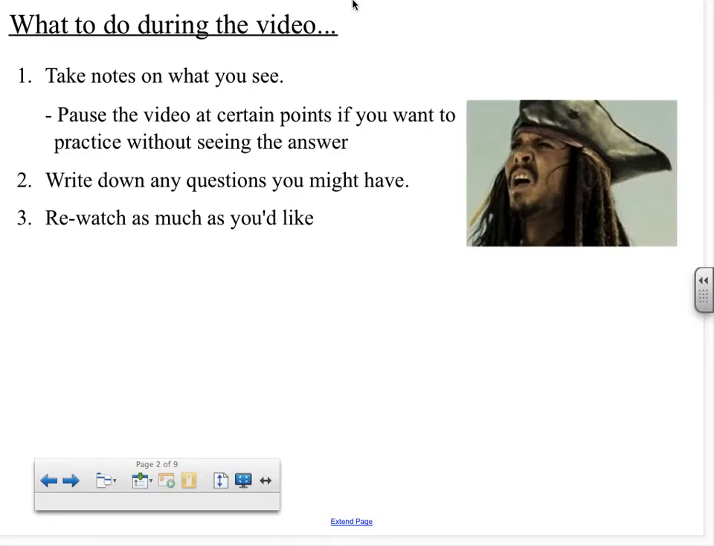Just to keep in mind, if you're not familiar with flip lessons or how they work, you can take notes on what you see. Similar to in class, the notes will be highlighted in blue in a few slides from now. At any point, you can pause the video. If you want to practice something without seeing me talk about it or me actually doing the work, feel free to pause it and do it yourself and then check. Write down any questions you have. This way when you come to class the following day, we know where to start from. And you could rewatch it as much as you'd like.